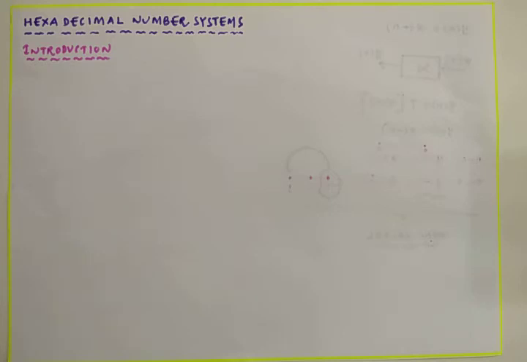In this class, I am going to talk about another number system. So far, we have discussed three number systems. One is the decimal number system, whose base is 10 or radix is 10. Next, we discussed the binary number system, whose base is 2. Next, we discussed the octal number system in the previous class, whose base or radix is 8.